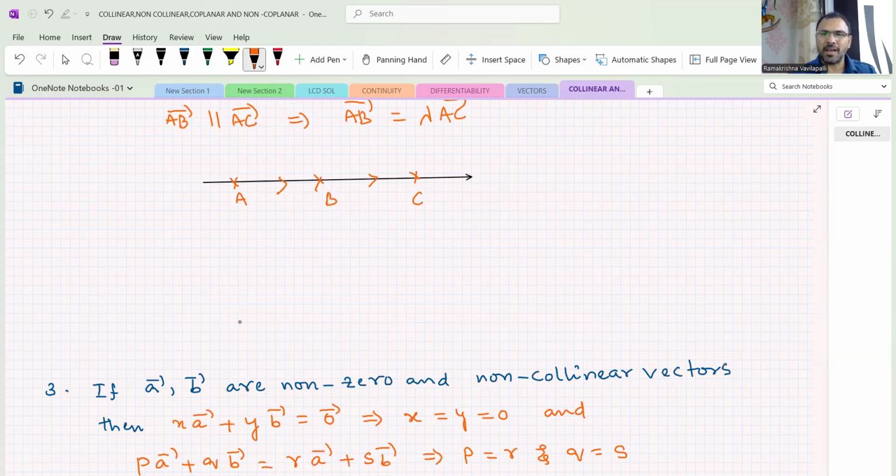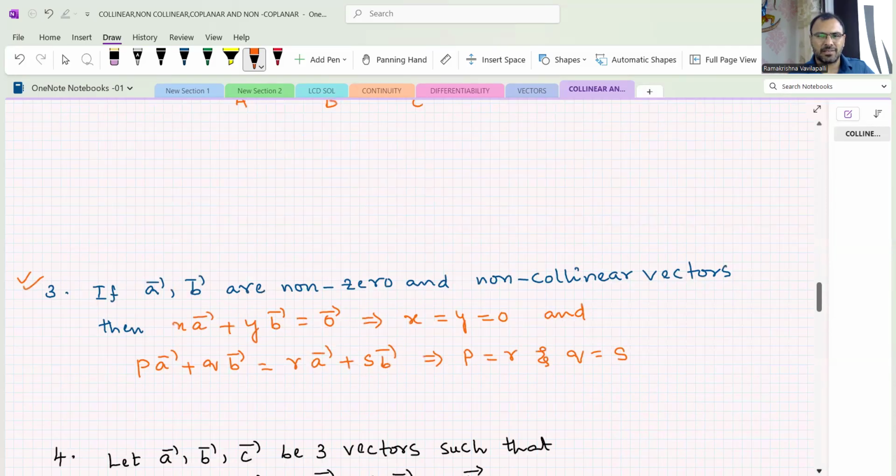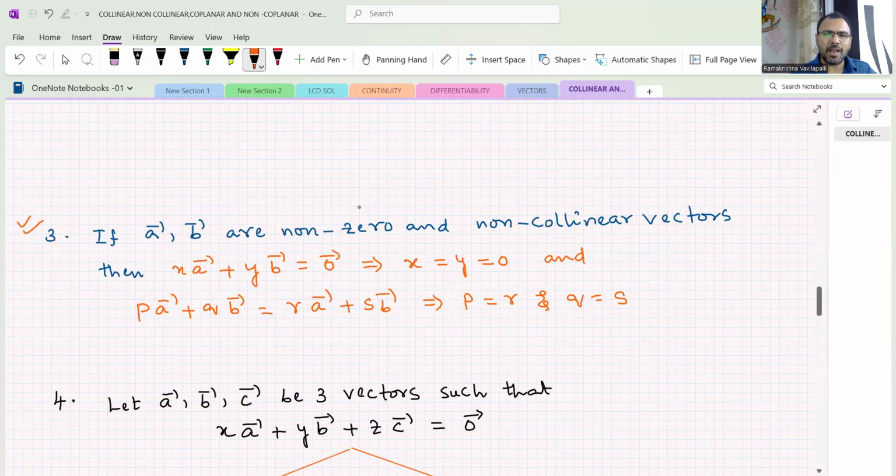What is meant by coplanar and non-coplanar vectors? Now, one more point I would like to revise. What is the condition for collinear vectors, non-collinear vectors? If A bar, B bar are non-zero and non-collinear vectors, then XA bar plus YB bar equal to 0 bar implies X equal to Y equal to 0. Once again, I am repeating. Or PA bar plus QB bar equal to RA bar plus SB bar implies P equal to R and Q equal to S. Nothing but scalar components of A bar, scalar components of B bar, both are equal.